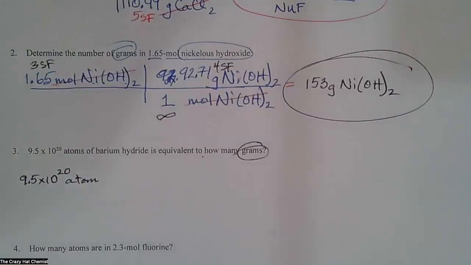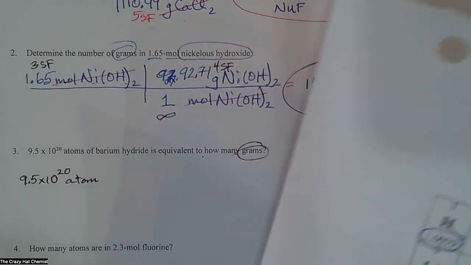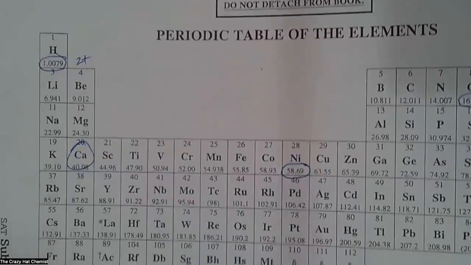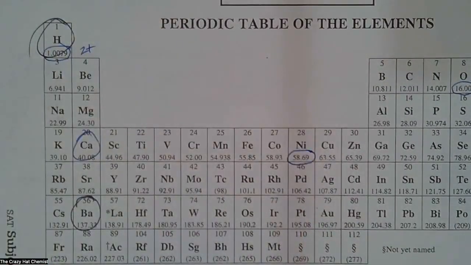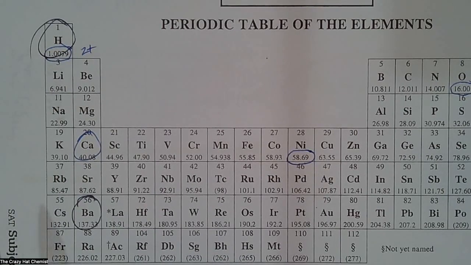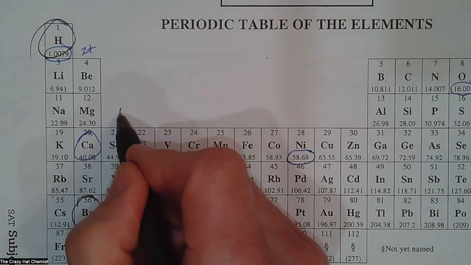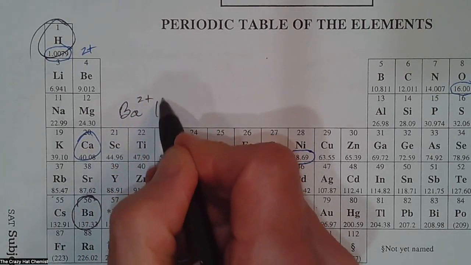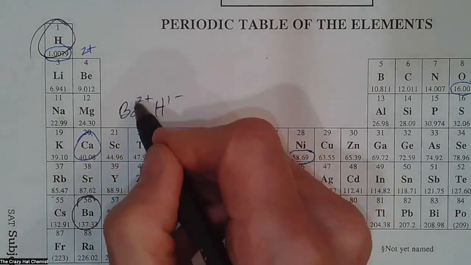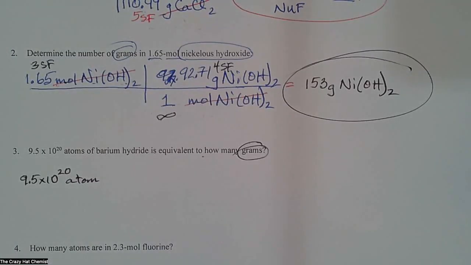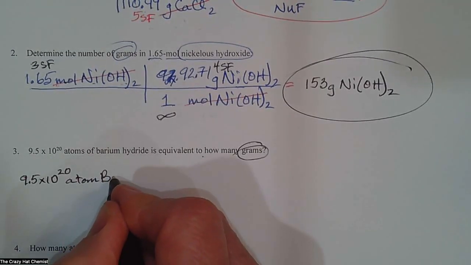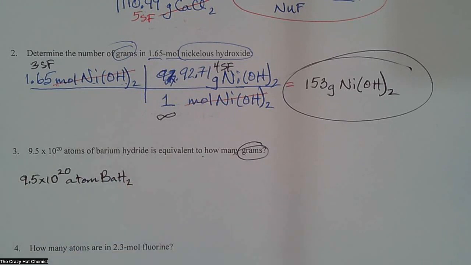So let me zoom back in on this problem. There's the 9.5 times 10 to the 20 atoms, and then barium. Barium is right here. That's a 2+, and hydrogen is a hydride when it's combined with either a group 1 or a group 2. So it's Ba2+, H, and a 1-. Take the bull by the horns. That's the absolute value of these. Flip the numbers, bring it down. You get BaH2. That's barium hydride. Okay. Fantastic.